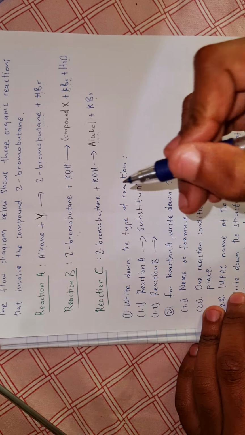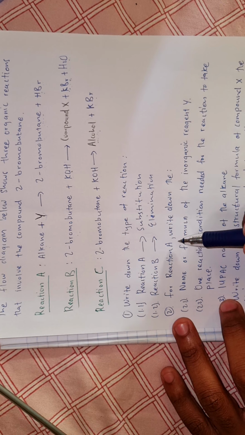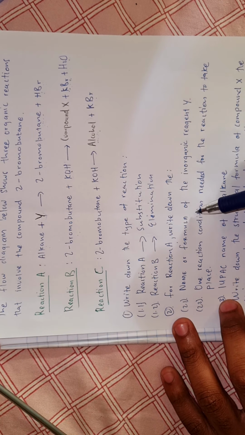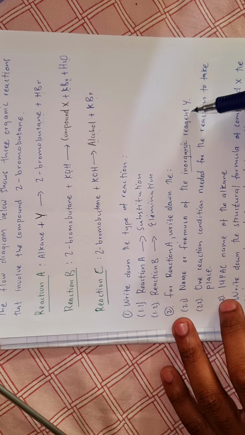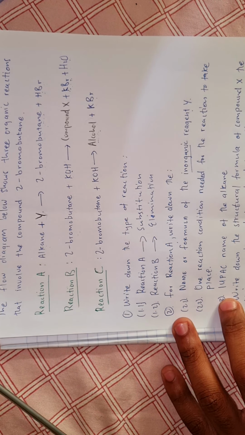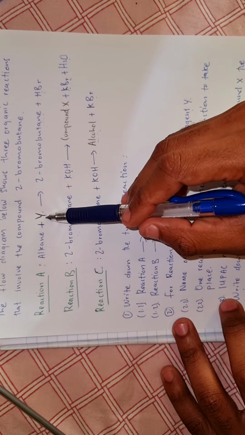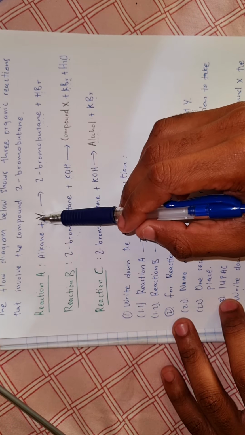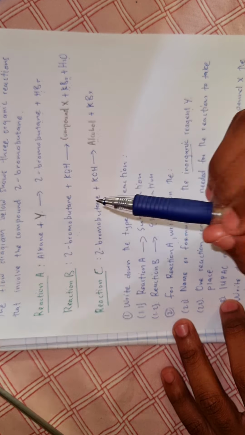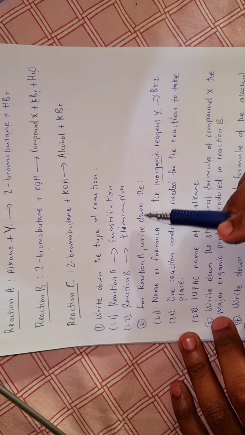Okay, it is elimination. And therefore for number 2, for reaction A, write down the name or formula of the inorganic reagent Y. What is the name of inorganic reagent Y? Remember what compound did we use here, and it is inorganic. We know why, because we have already learned what the organic compounds are. So this is just Br2, it doesn't have carbon, doesn't have hydrogen atoms. You can just write the name, bromine, or you can just write Br2. It will be Br2.